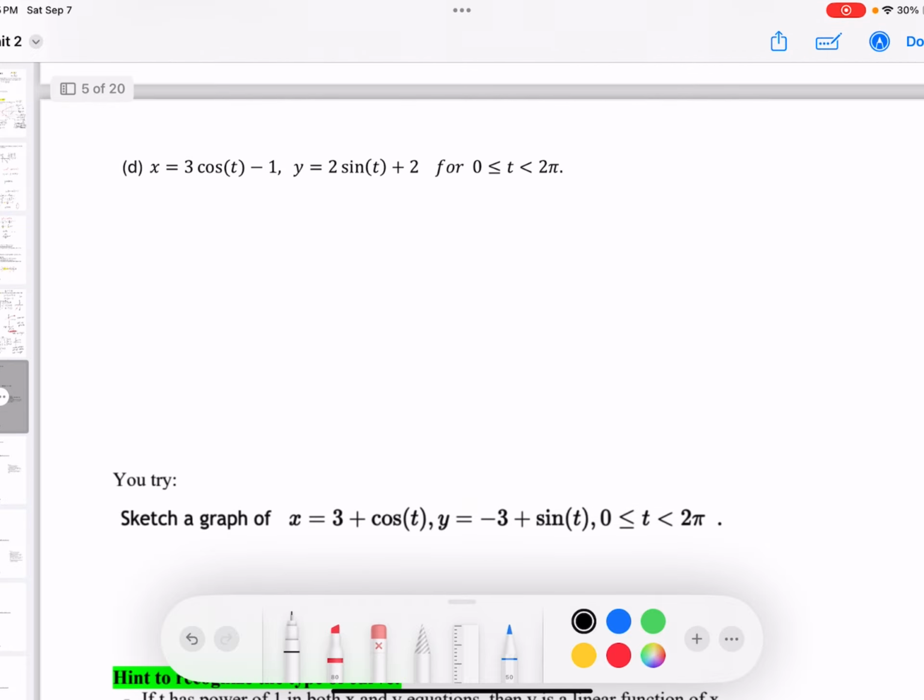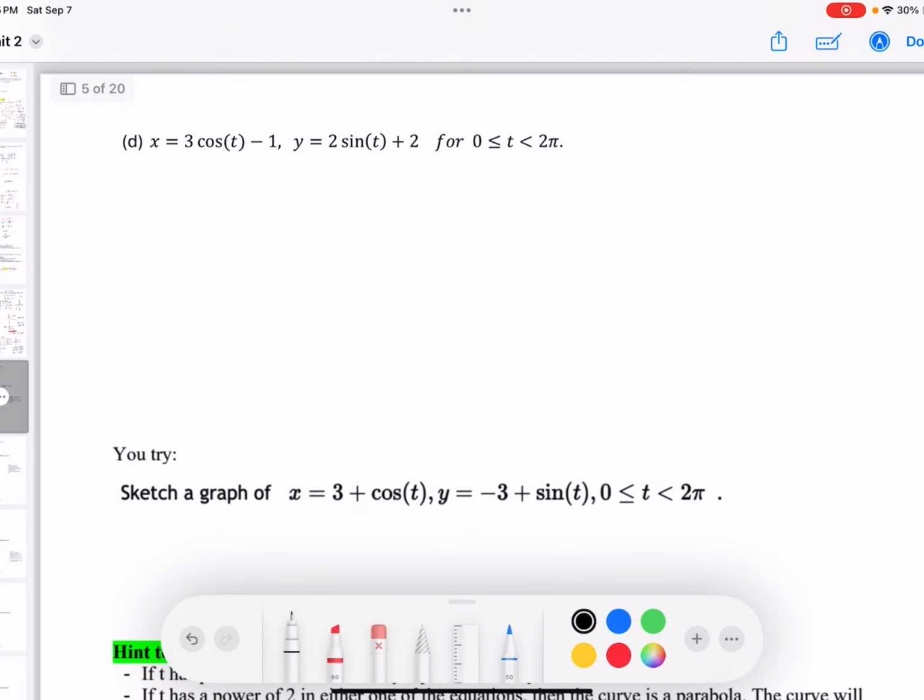Okay, let's see number D. So for this one, can I eliminate the parameter t by rewriting one of the equations? No. So if we find the cosine t and sine t, we use sine t squared plus cosine t squared is equal to 1, the Pythagorean identity, to find our new equation between x and y.